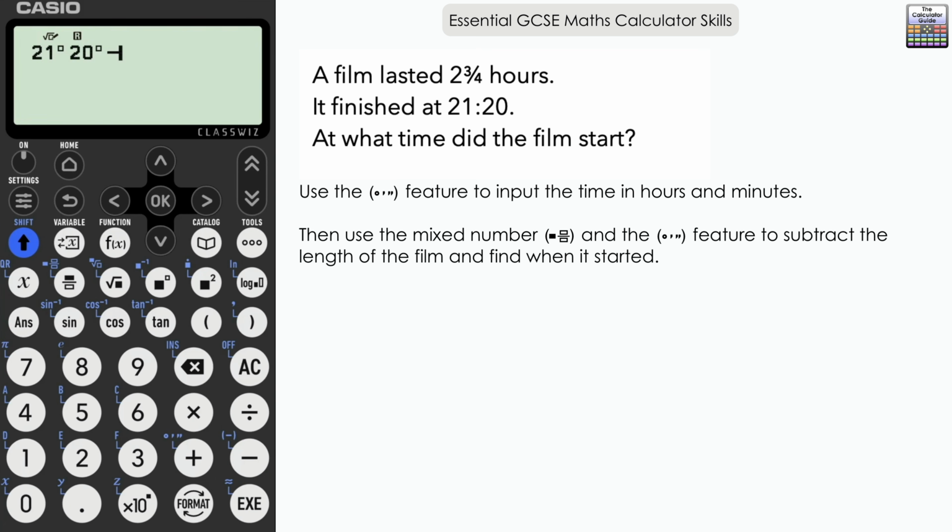Slightly unusual way of inputting this. I'm going to input it as it's written. That's a mixed fraction. So that's shift and the fraction button here. 2 3/4. Navigate right, hours. So we want to input the time feature again. 2 3/4 hours, execute. And that will mean the film started at 18:35. That's 6:35 p.m. if we're giving it on the 12-hour clock.